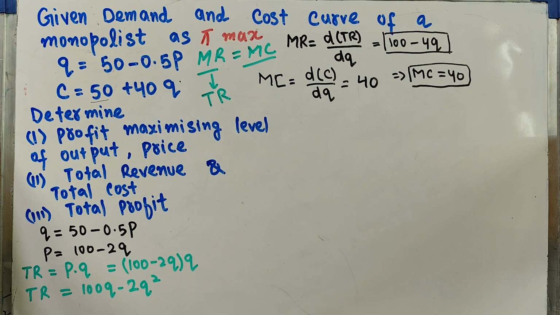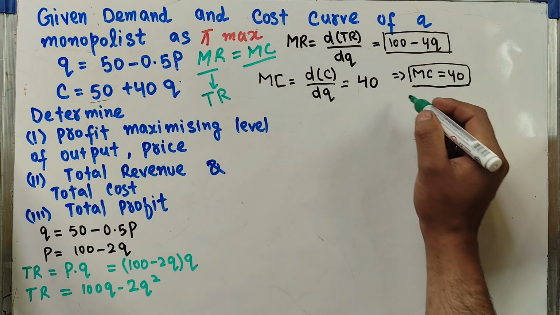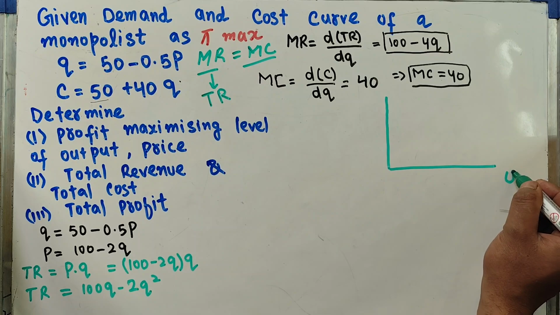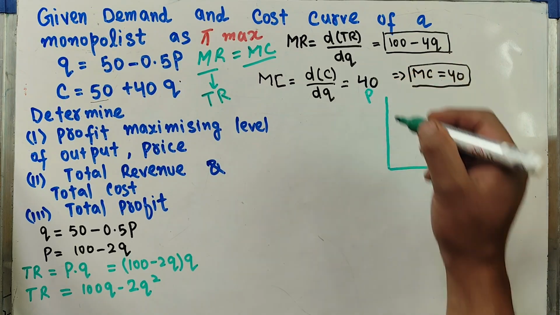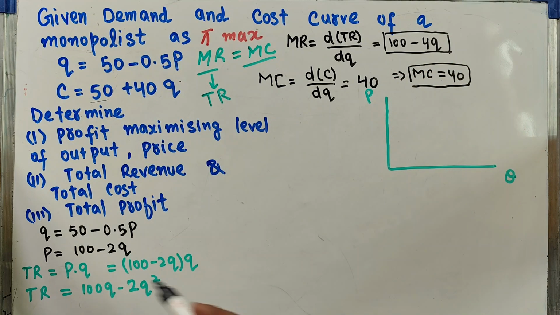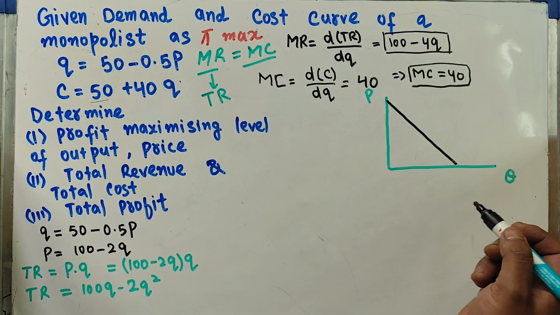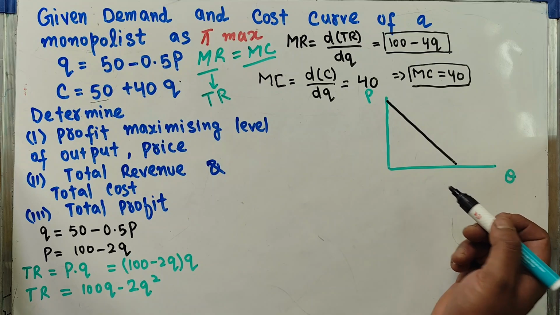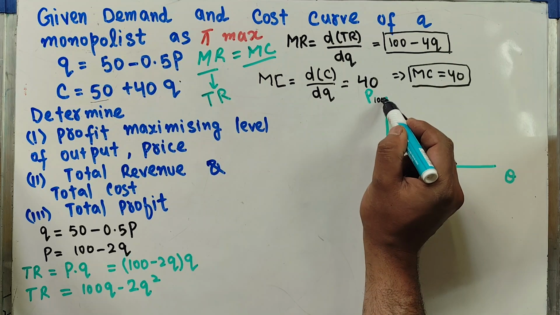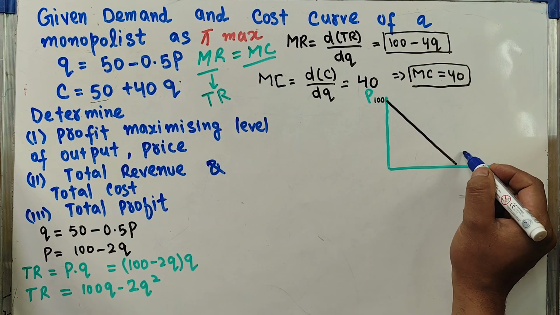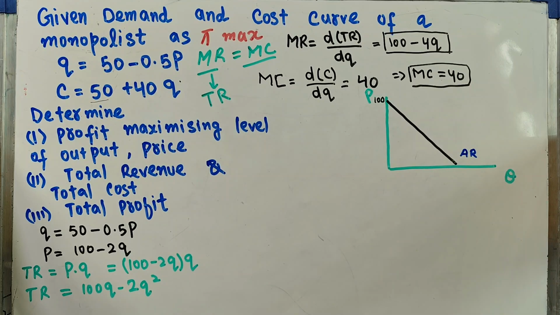Let us also draw the graph here to make it make sense. We have output on the horizontal axis, price on the vertical axis. We have this inverse demand function. Its price intercept is 100 and it is downward sloping. Let us draw it like this. This is our average revenue function, or inverse demand function, and its price intercept is 100.